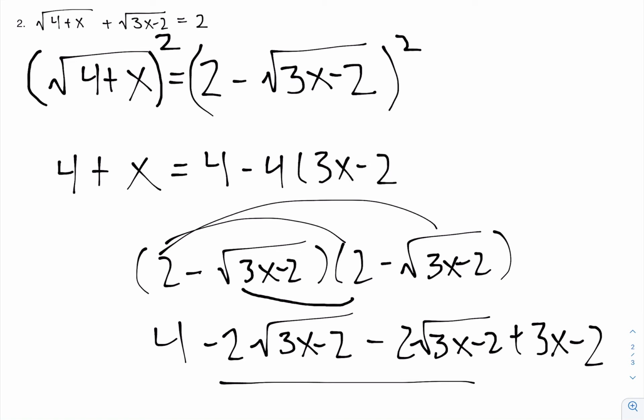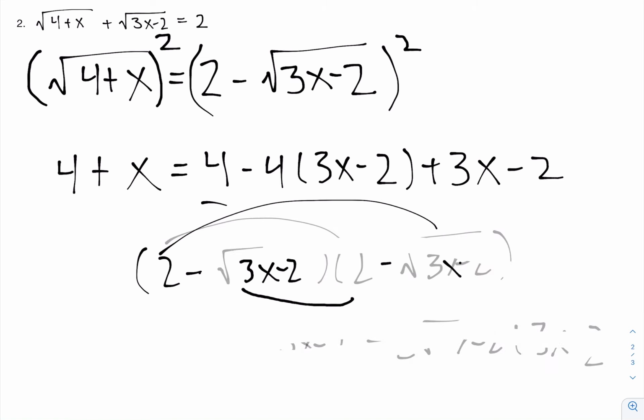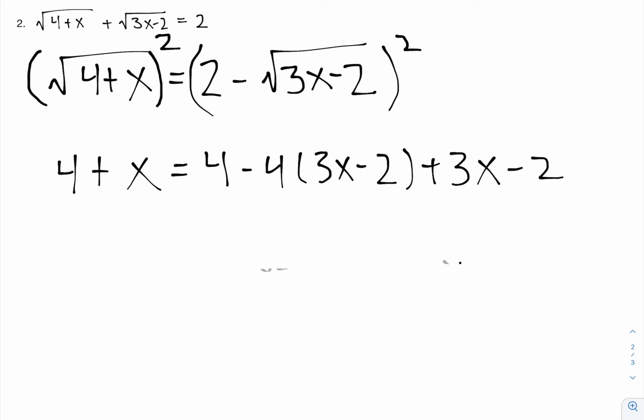root 3x minus 2, right? And then we get 3x plus 2, so we're adding 3x plus 2 minus 2. Okay, got that covered. So we got 4, right? We got minus 4 root 3x minus 2, and then we got plus 3x minus 2. Perfect, okay. So now that we expanded it all out, let's solve now. Okay, so, how can we do this? I forgot to put the square root here.